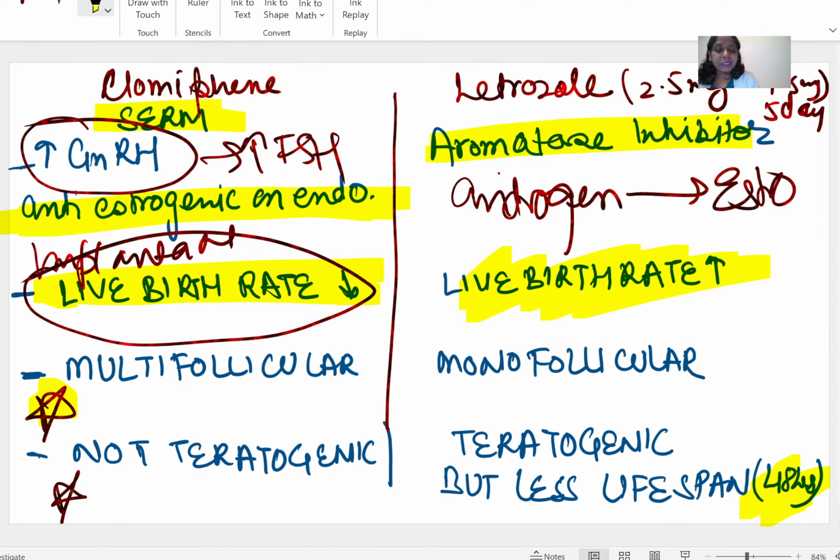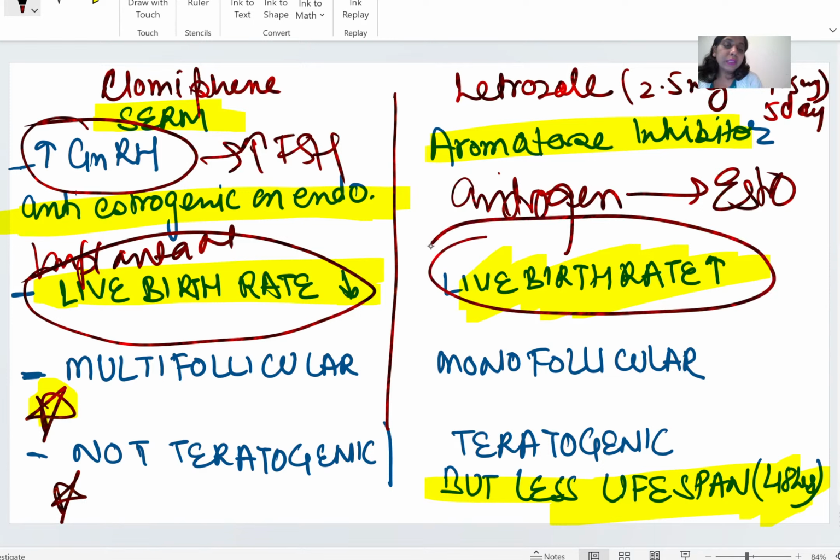Okay, because basically it is a teratogenic drug, its half-life is only 48 hours. So that is why it has replaced clomiphene. The single reason why it has been replaced is that the live birth rate was much higher. Letrozole causes monofollicular development. Letrozole is teratogenic, but in spite of that it was taken because its half-life was very small. And clomiphene was replaced because it causes a very low live birth rate.